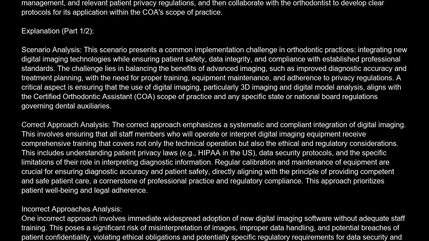Incorrect approach analysis. One incorrect approach involves immediate widespread adoption of new digital imaging software without adequate staff training. This poses a significant risk of misinterpretation of images, improper data handling, and potential breaches of patient confidentiality, violating ethical obligations and potentially specific regulatory requirements for data security and professional competency.